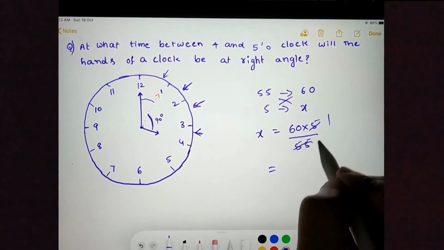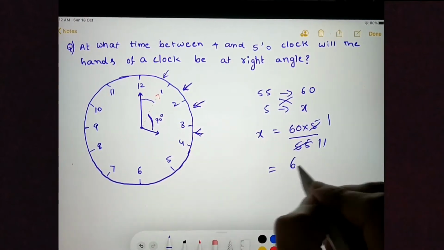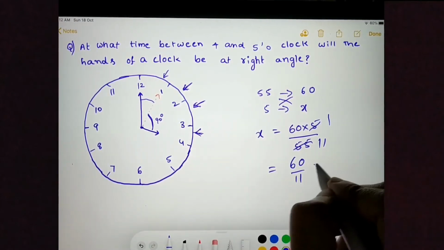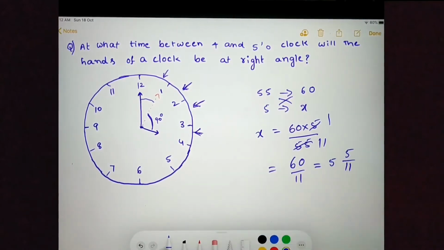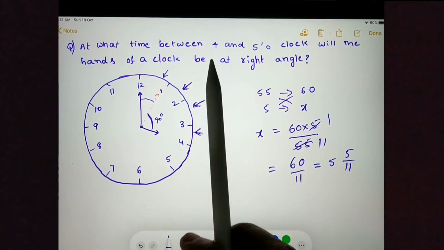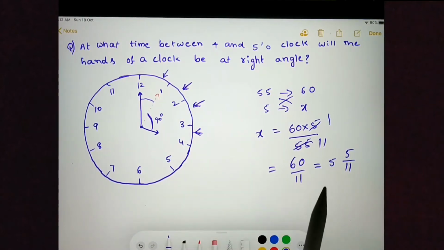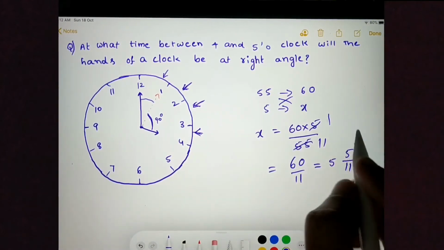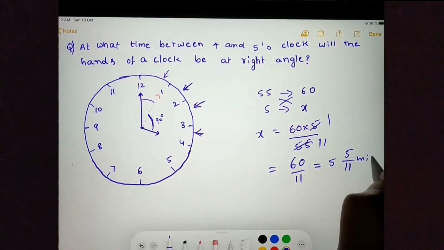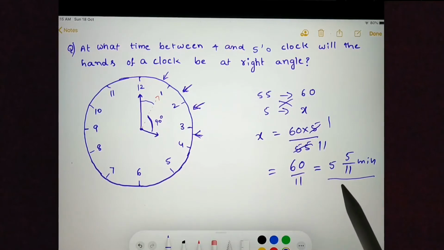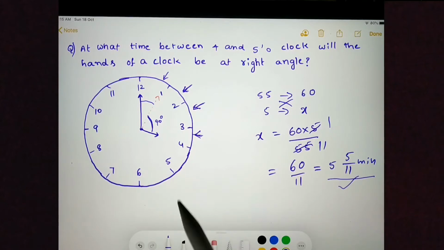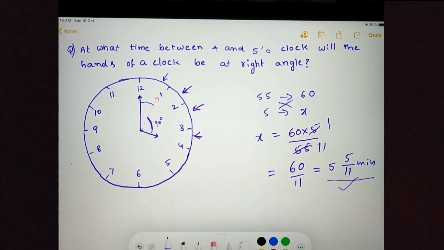5 ones and 5 elevens. 60 by 11. We can write this as 5 and 5 by 11. So answer is at 4 o'clock and 5 and 5 by 11 minutes it will form right angle. This is the answer. Sometimes this will not be there in the answer because in an hour, 2 times right angle can be formed. So sometimes we may need to find second answer also.